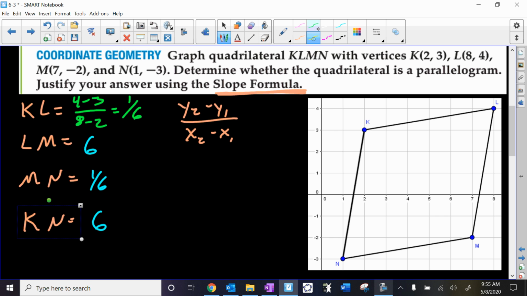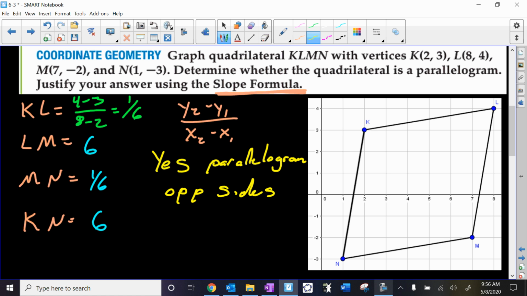Notice how the opposite sides have the same slope. LM was 6 and KN is 6. MN is 1/6 and KL is 1/6. So yes, this is a parallelogram. I do want you to explain your reasoning. Based on the formula that you use, we use slope, which means that opposite sides are parallel. That was the property that you used and showed.